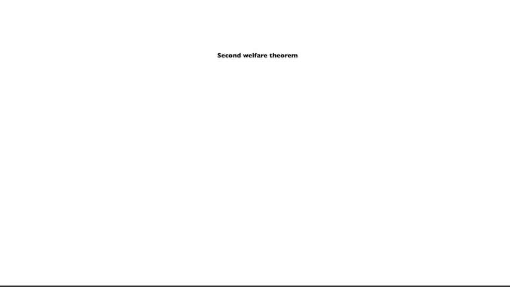There is another very important result in the basic theory of markets called the second welfare theorem that you need to know about because it's really related to the problem of redistribution. It's called the second welfare theorem, and it says the following. Let alpha be a Pareto optimal allocation, any Pareto optimal allocation in the model.